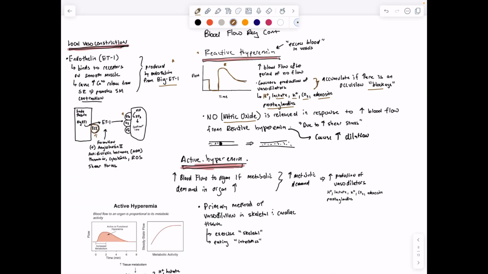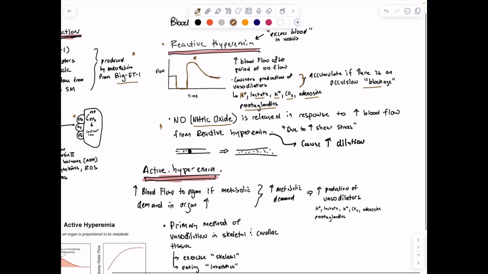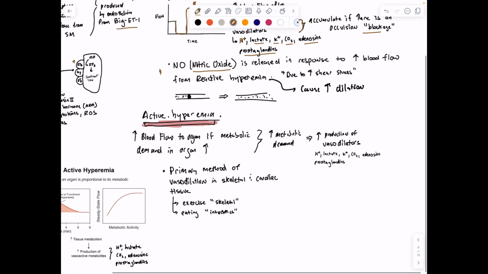Friction along the walls of the vessel results in calcium being released, resulting in nitric oxide being released, which will result in vasodilation. And so nitric oxide will further cause more reactive hyperemia, excess blood in the vessels, by causing more vasodilation. So you can use nitric oxide blockers to counteract this.